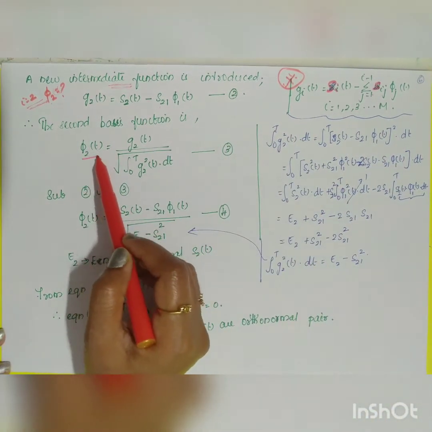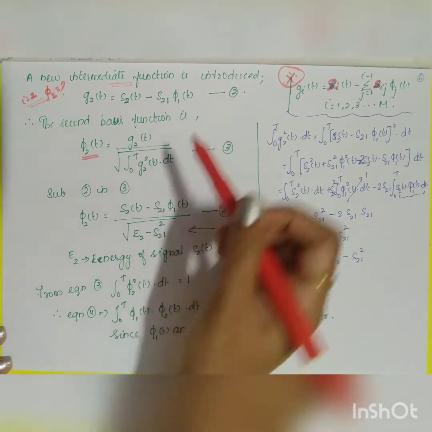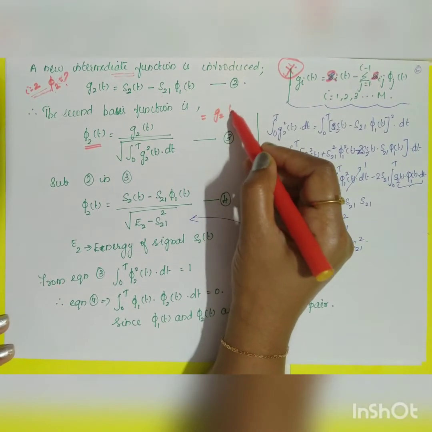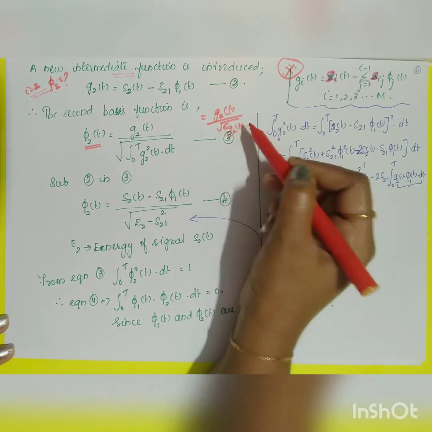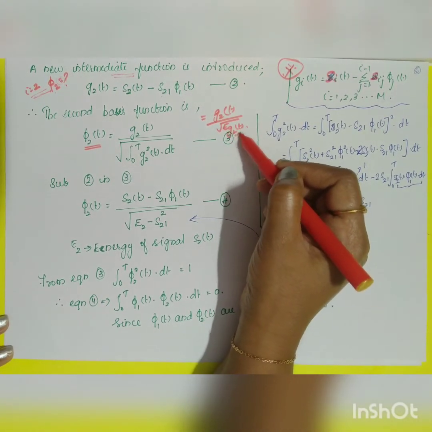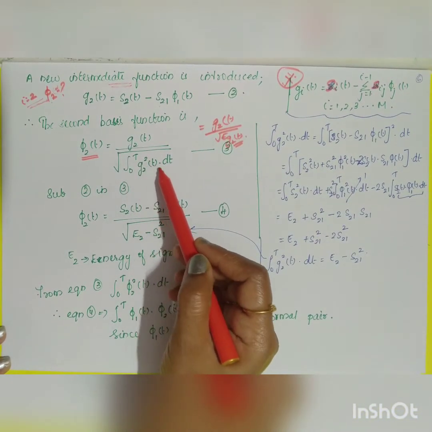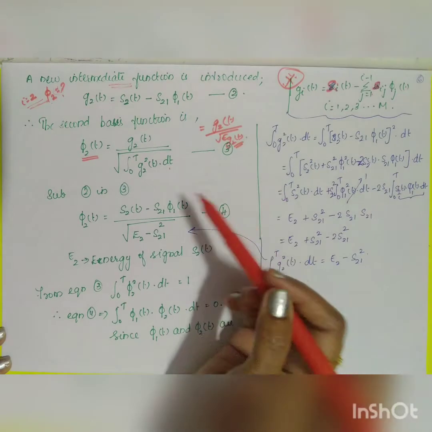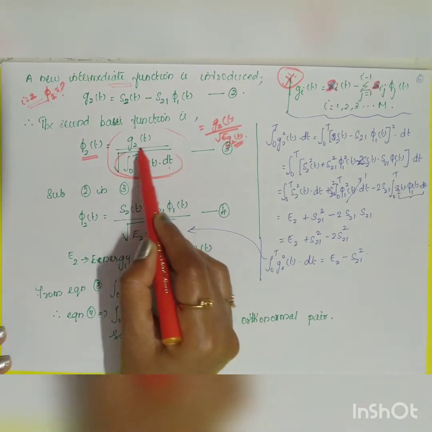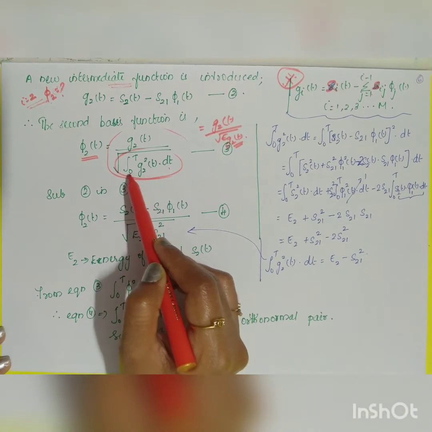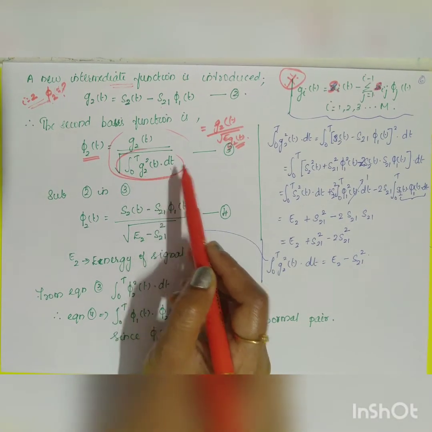Now what will be your second basis function? g2 of t divided by root of the energy of that particular signal, Eg2. What is Eg2? You know that it is the integral from 0 to T of g2 square of t into dt. Now you are going to solve this formula and find the value for the energy. So let us take the integral from 0 to T of g2 square of t into dt.